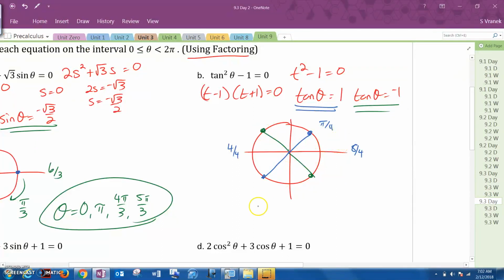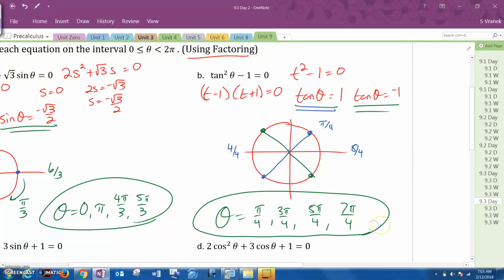Okay, so for my final answers, pi over 4. 1 less than 4/4 is 3/4. 1 more is 5/4. And then 1 less than 8/4 is 7/4, 7 pi over 4. So that will give me all 4 answers, because I had basically two equations to work with.